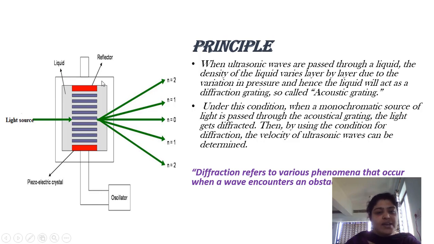And ultrasonic waves have a property, whenever there is a change in medium, they reflect back. So the moment they enter this liquid, because of the reflector, they come back and they form a stationary pattern over here. Due to this stationary pattern, there will be nodes created at equal distances and antinodes created at equal distances. So the liquid which is filled, we say that the density of this liquid varies due to the formation of these nodes and antinodes. And that is the reason our liquid will act as a diffraction grating.